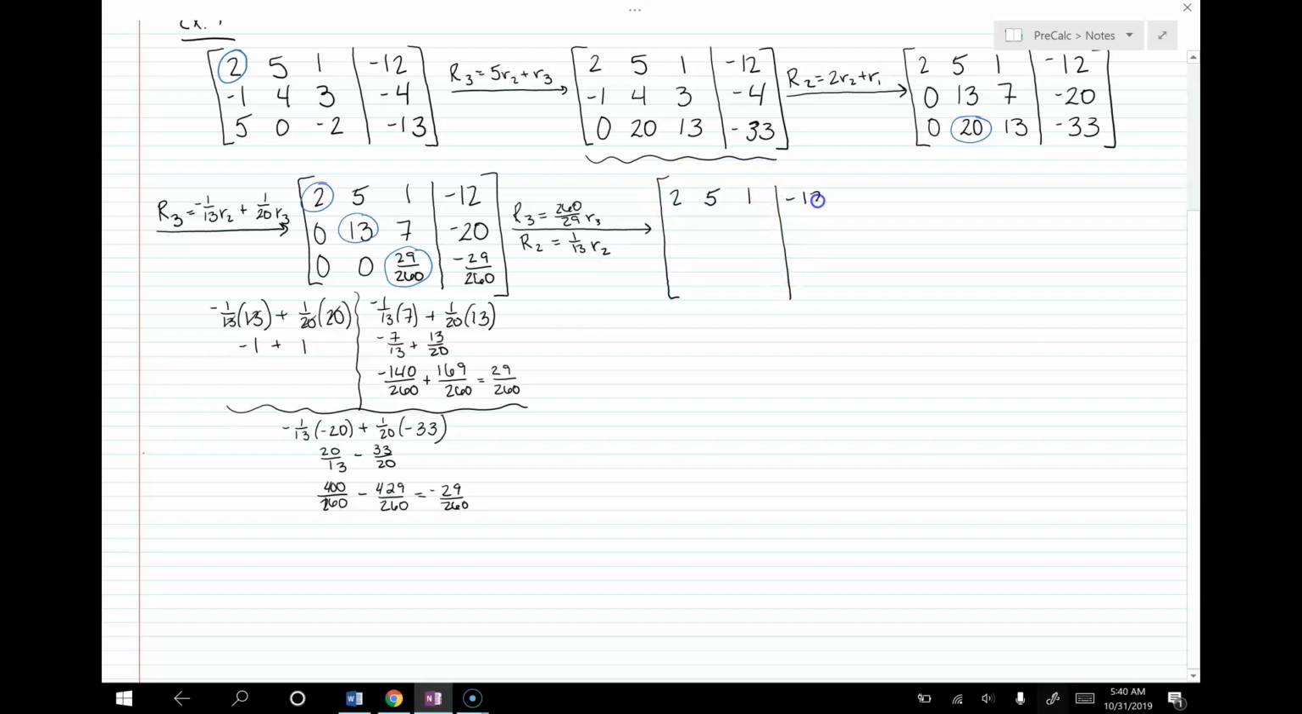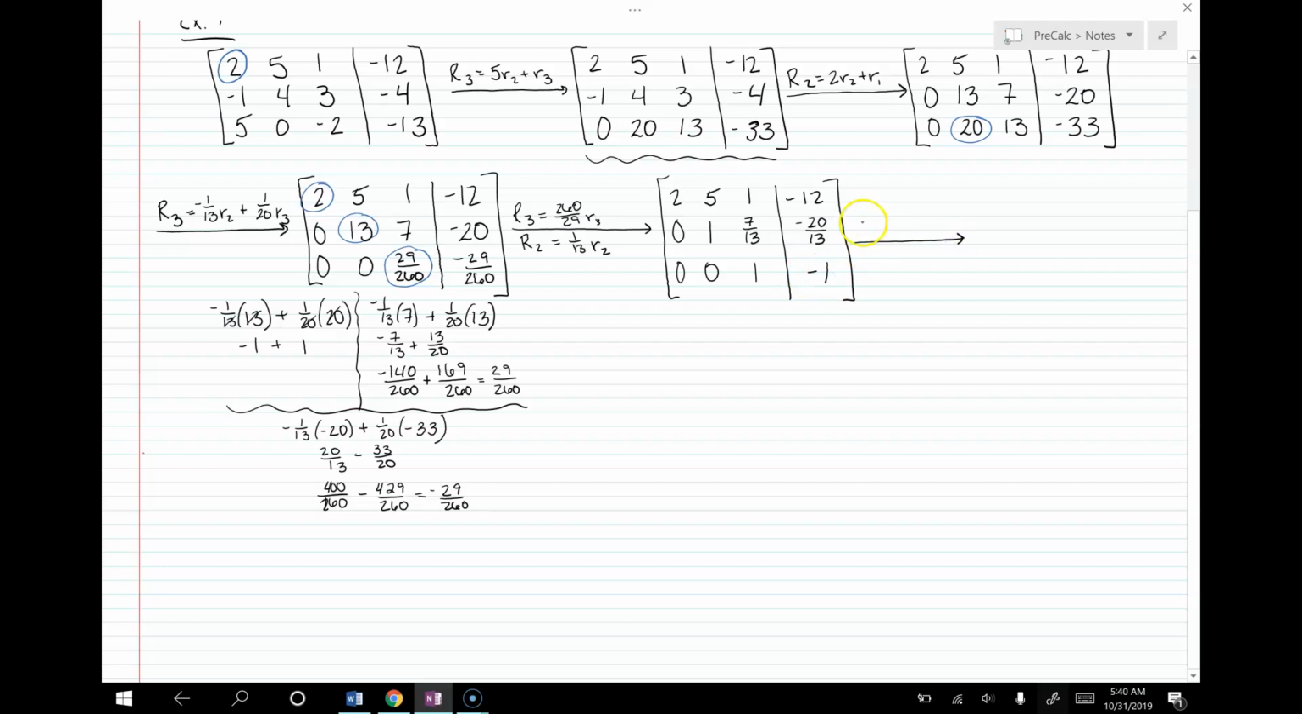Okay, so 2, 5, 1, negative 12. Here we go. Row 2, we're going to multiply by the reciprocal of 13, so 1 over 13. So 0 stays the same. 13 becomes 1. 7 becomes 7/13. Negative 20 becomes negative 20/13. In the last row, we're going to multiply it by the reciprocal as well. So we get 0, 0, 29 over 260 times its reciprocal is a positive 1, and then negative 29 over 260 becomes negative 1.